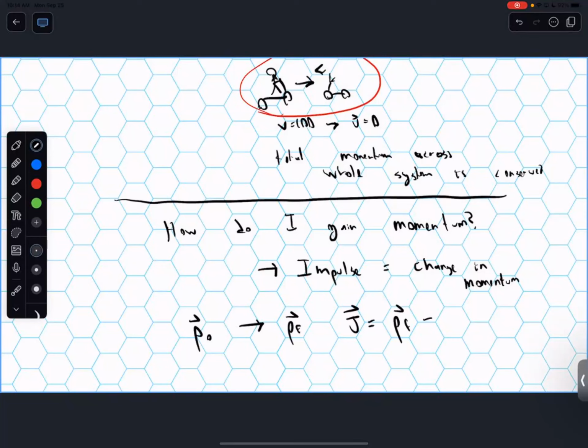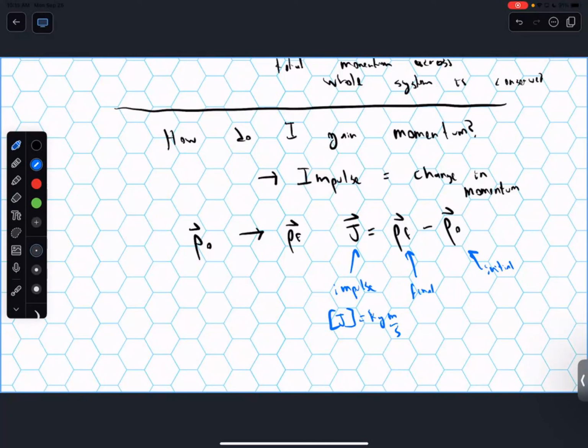Okay, so the impulse is just another thing that has the same units as momentum. If momentum was mass times velocity, then this should just have units of kilogram meters per second. But specifically, we use impulse when we talk about cases where something is changing due to something acting on my system.